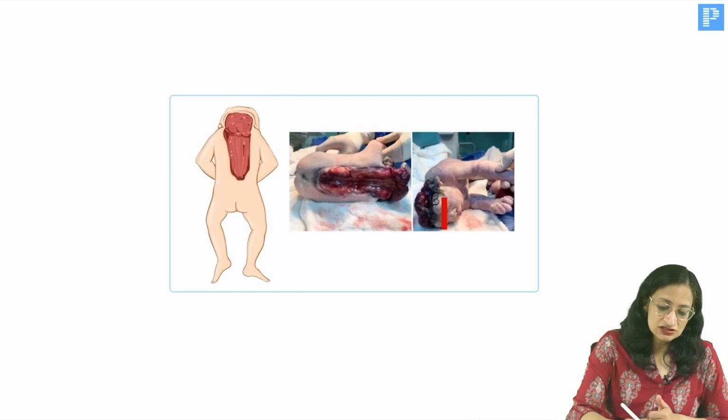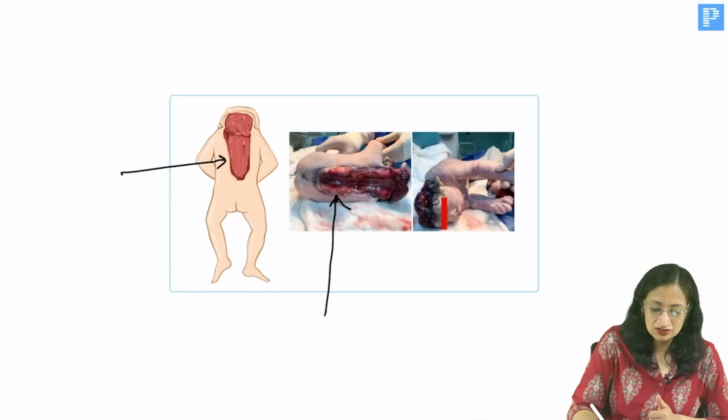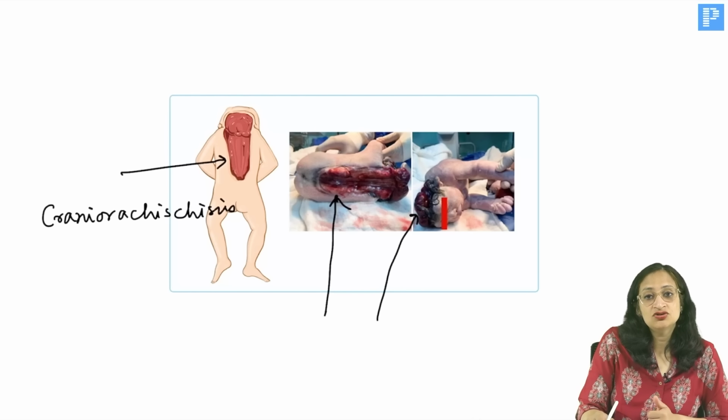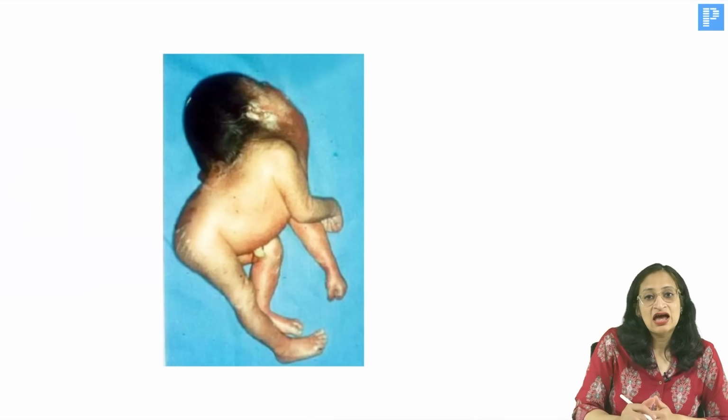So you can see this, what defect is there? Here almost the entire spine is exposed to the outside, right? The entire spinal cord is exposed to the outside. So this is a defect which is very severe. This is craniorachischisis. And what do you see here?